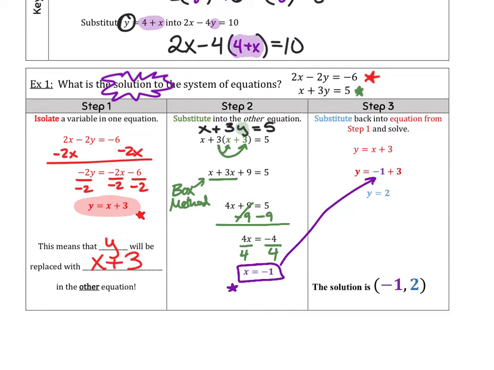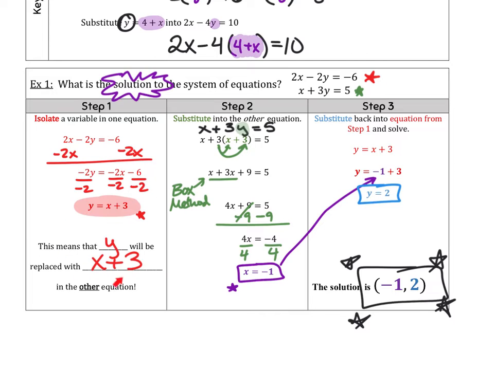And check it, negative 1 plus 3, that's just 2. So now I know the output for y, and I know that the solution is the coordinate negative 1, 2. Because remember, it asked me for the whole solution here, not just one of the values. Okay, so the steps are, again, isolate a variable.